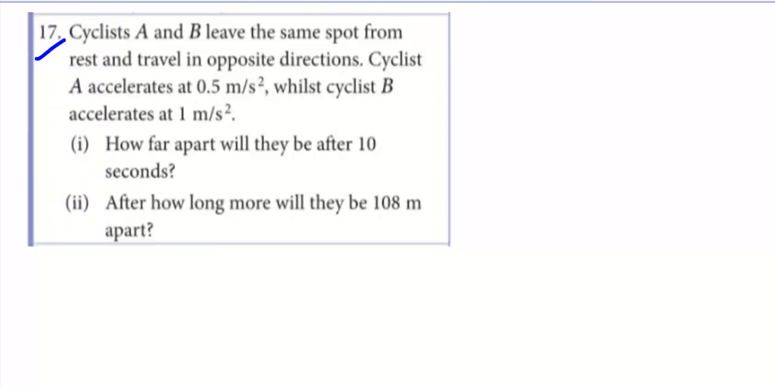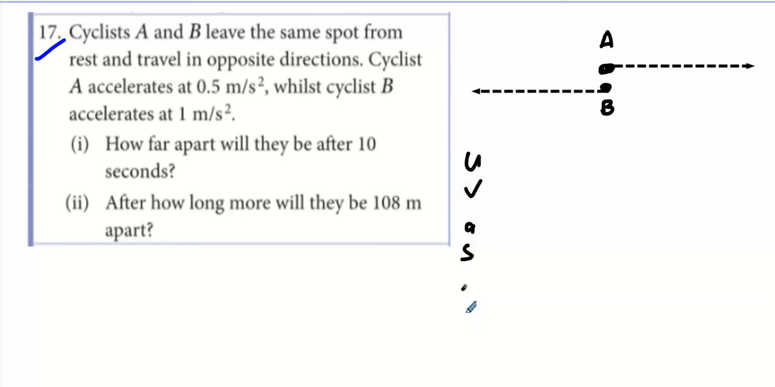Question 7 then. Cyclists A and B leave the same spot from rest and travel in opposite directions. You can be A, you can be B. B going this way, A going this way. Happy days. Now, what's the UVAS for A? And we know what UVAS for A is? U is 0. A is?